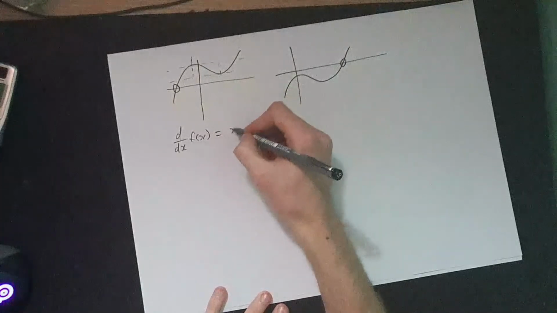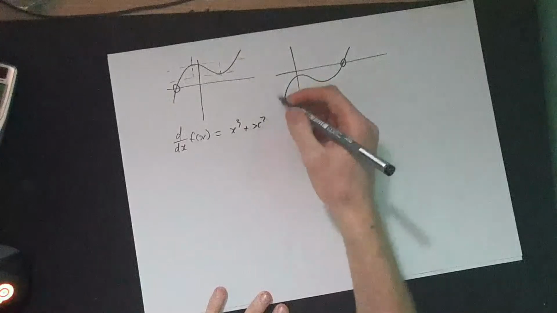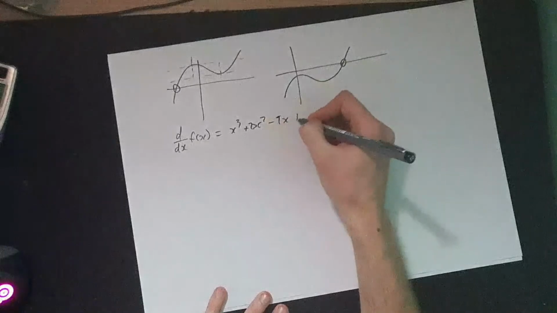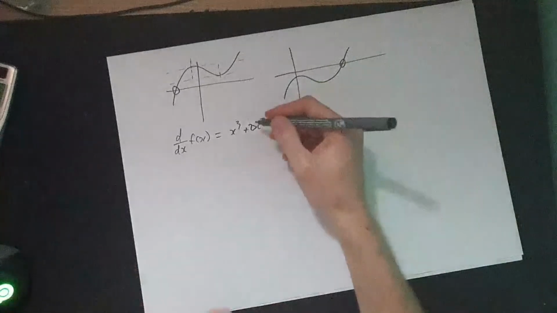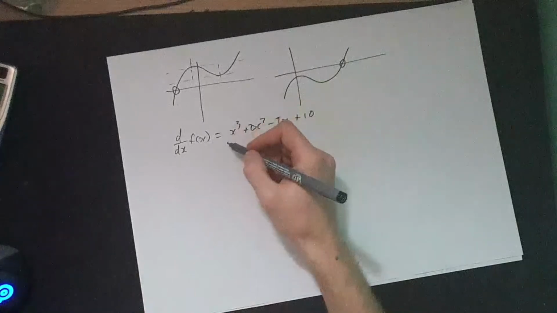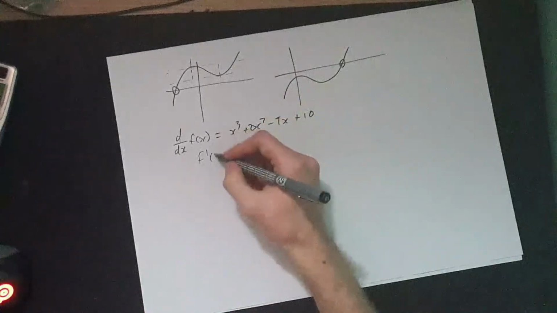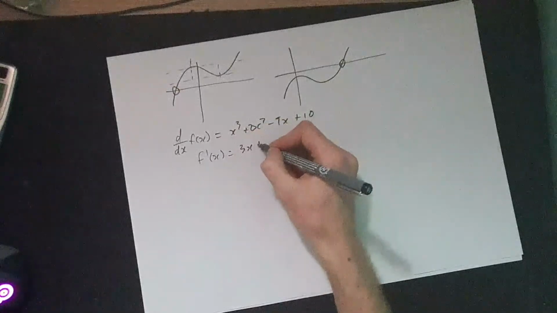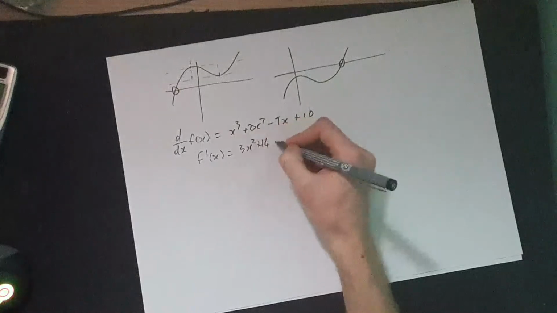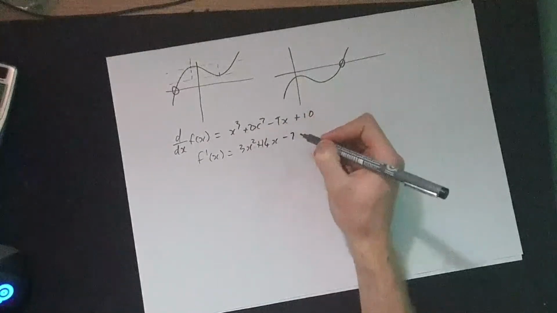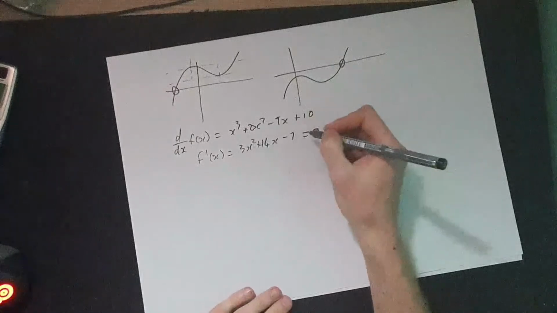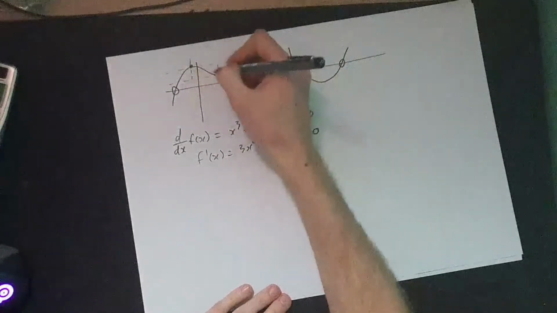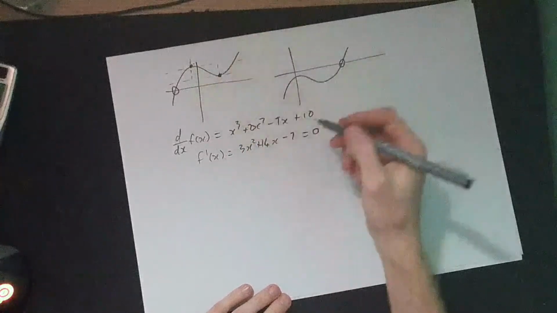So let's say you have x cubed plus 2x squared minus 7x plus 10, whatever your function is. You take the derivative of it. Now, the derivative is always going to give you a parabolic function. So f'(x) is 3x squared plus 14x minus 7, and you want to set that equal to 0. Why? Because you want to find your turning points. Once you have your turning points, you can find exactly where they are.